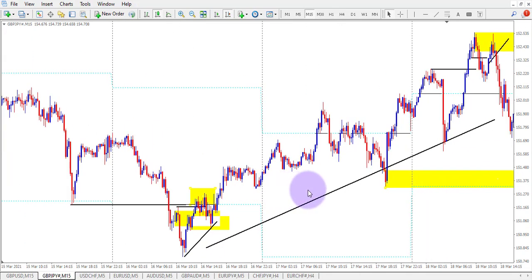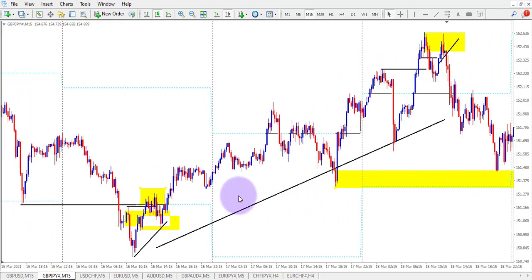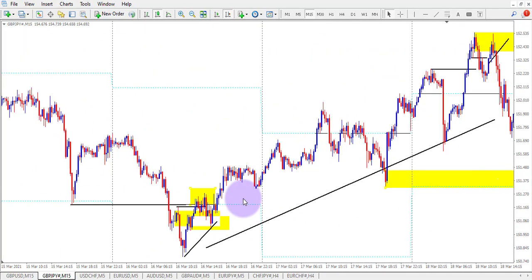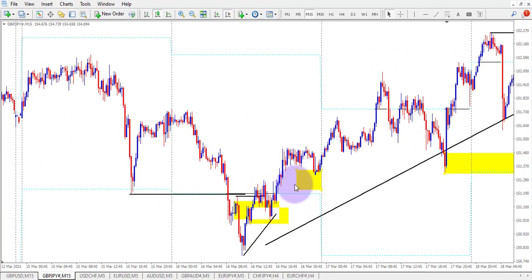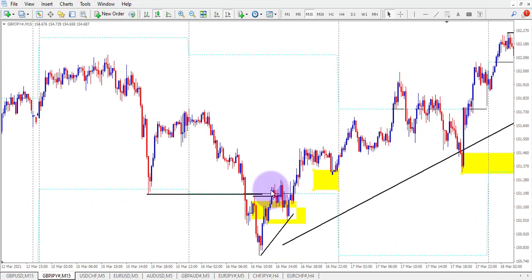So these are the only patterns which you need to be taking in the forex market, and you need to understand the story behind every pattern.